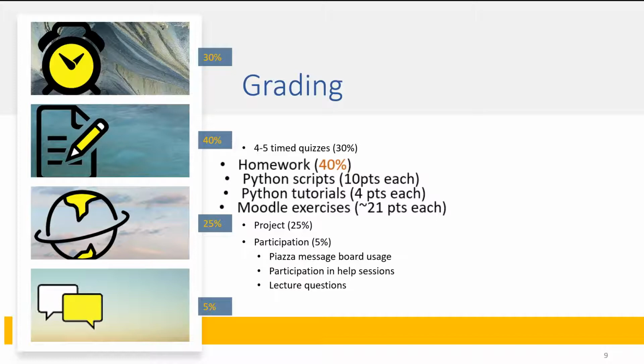The project proposals, the preliminary and revised ones, are also part of the homework points, and those are 10 points each.